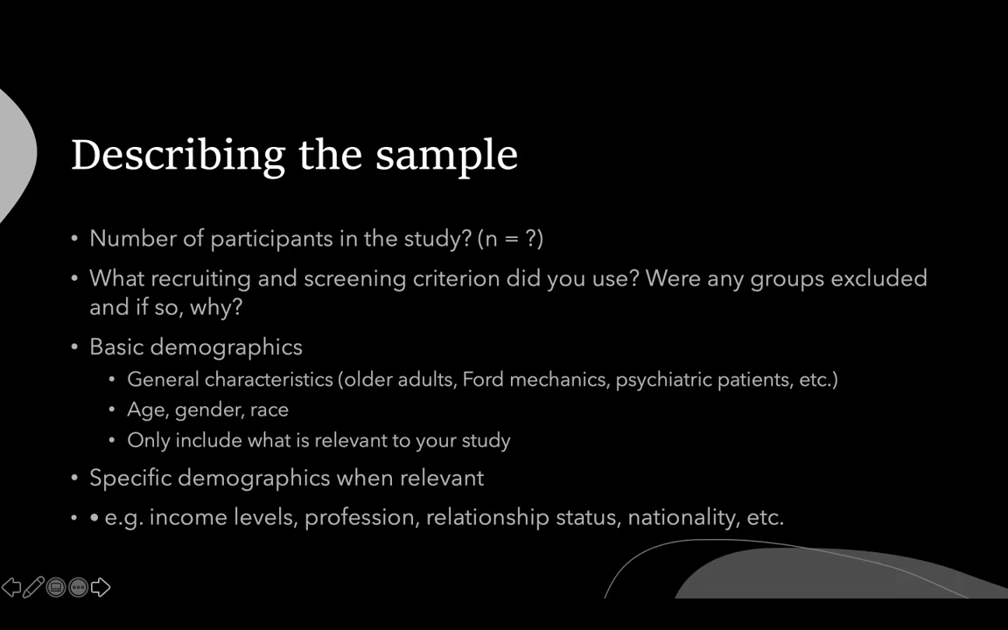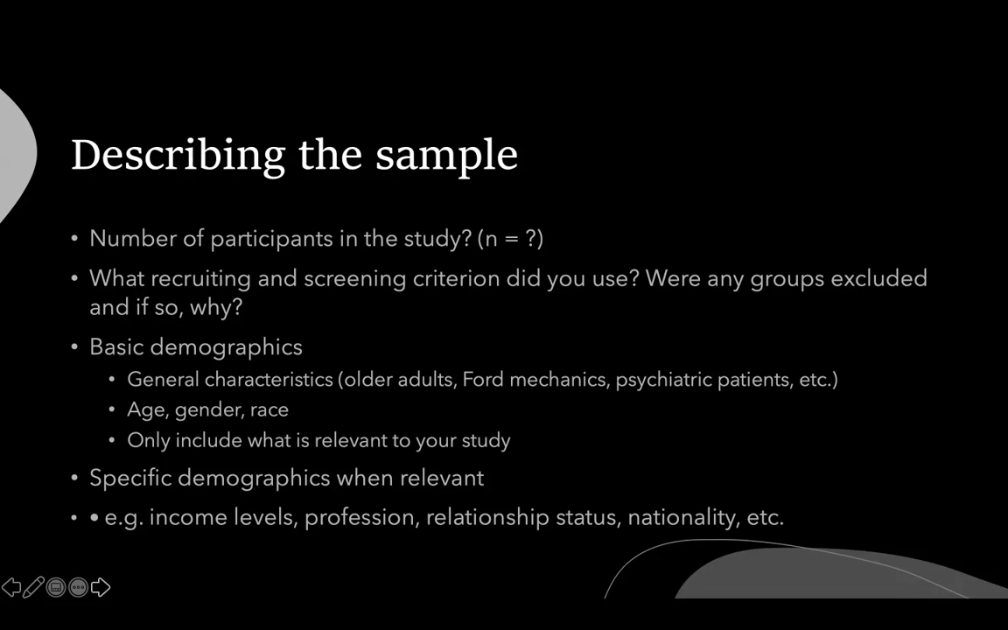You should also include some basic demographic information. Often we want to include, first of all, any general characteristics that were common. Our sample, for example, our sample involved older adults, Ford mechanics, psychiatric patients, students at a particular university, etc. We also generally include age, gender, and race as a way to describe our sample. But I would say in this, you really only want to include what's going to be relevant to your study. And if there's any additional things that are relevant, you should include those as well.